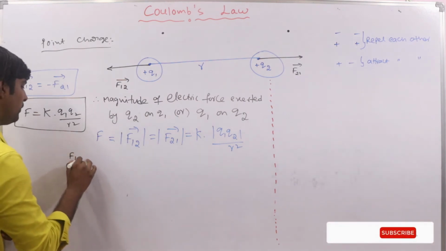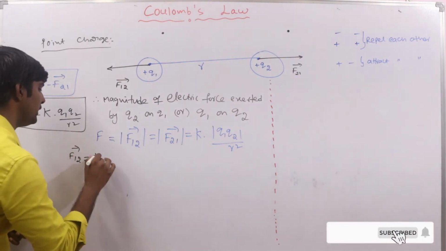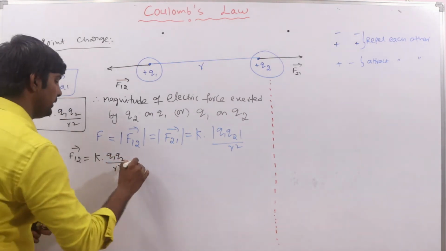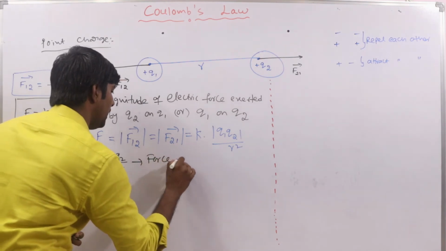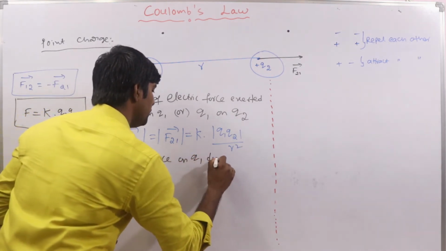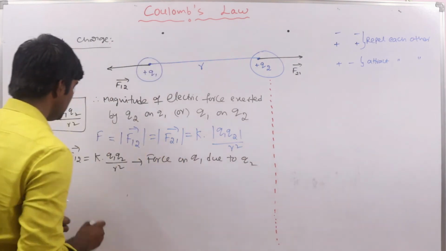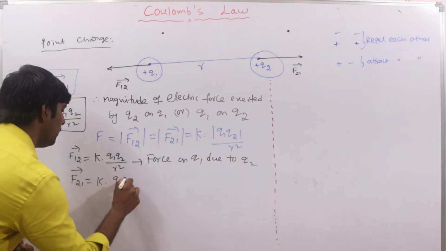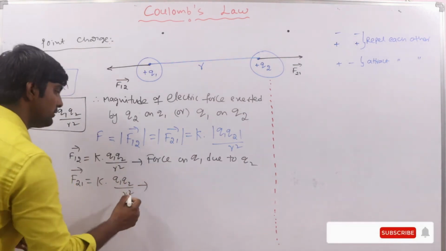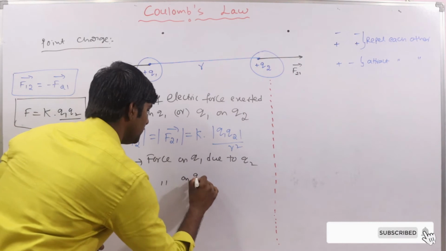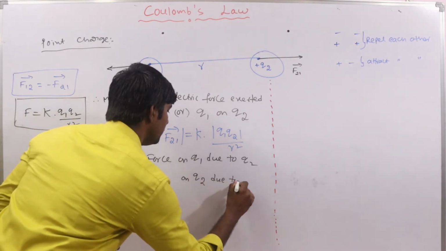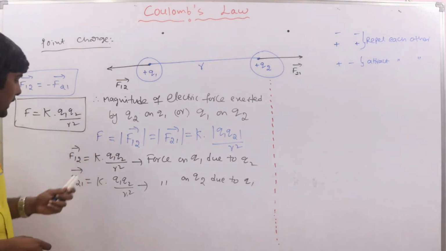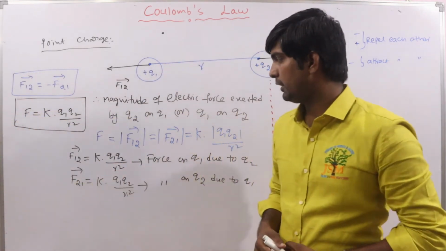And now here, what is this F12 bar and F21 bar? So F12 bar is equal to K Q1 Q2 upon R square. What is this? Force on Q1 due to Q2, right? So F21 bar, what is this? K Q1 Q2 upon R square. This one is force on Q2 due to Q1, right? So already we discussed this is the expression. Now see here, we are using the same relation, right?